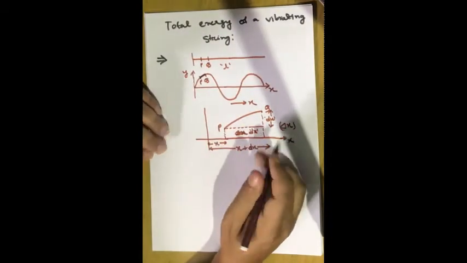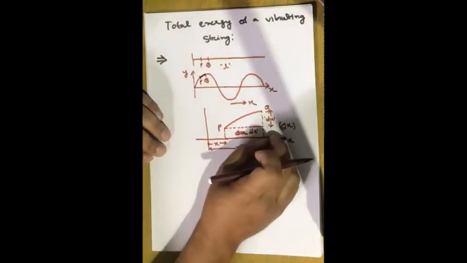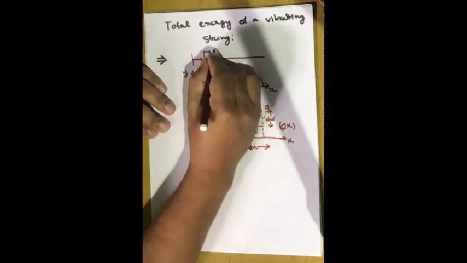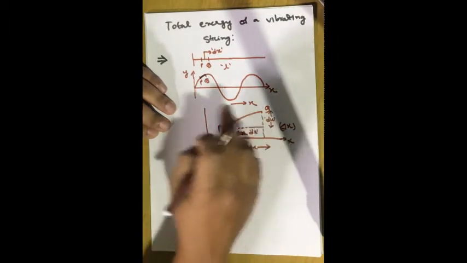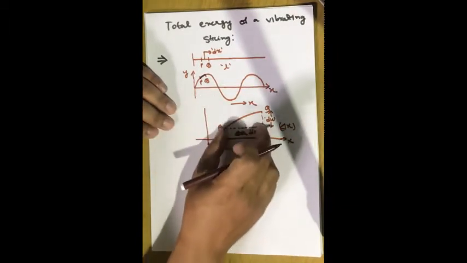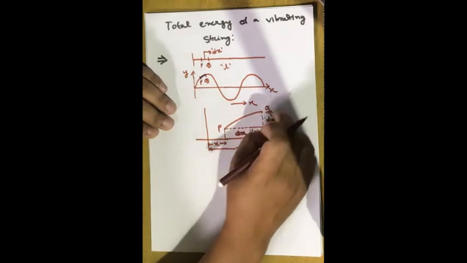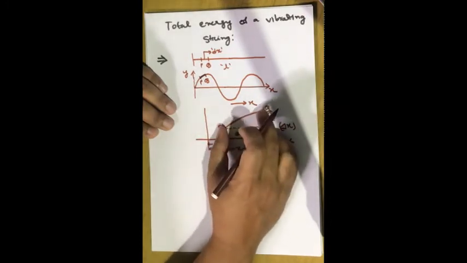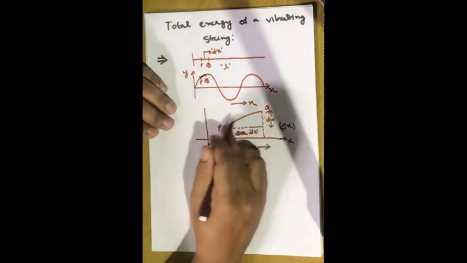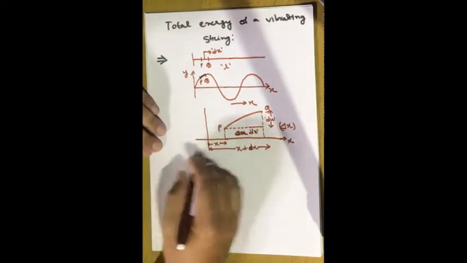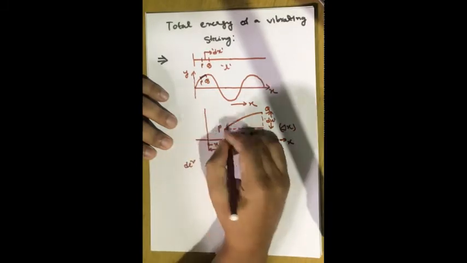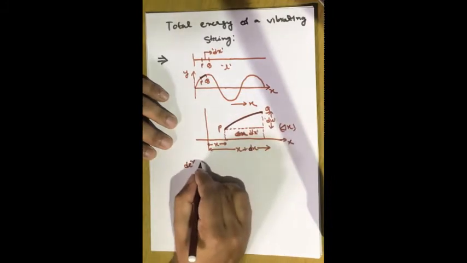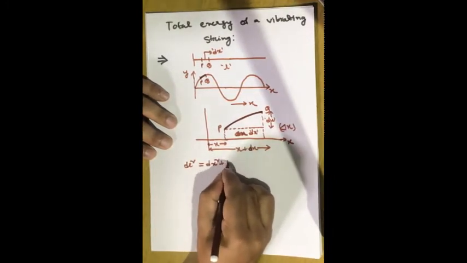As you can see, before the wave travels through the string, the length of the element PQ was dx. Now as the wave passes through the string, there is a displacement in the y direction. If you consider PQ a small line element, then we can consider this a right angle triangle, and therefore we can write dl squared, where dl is the length of PQ in this modified position. Then dl squared is equal to dx squared plus du squared.